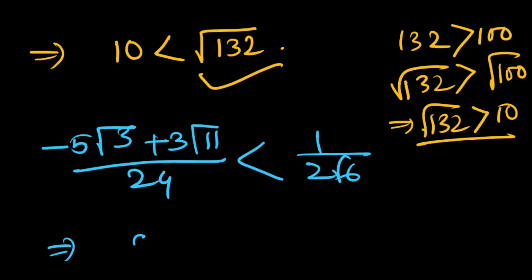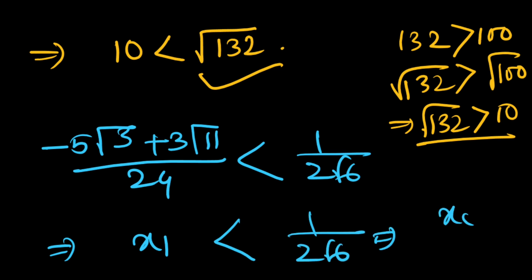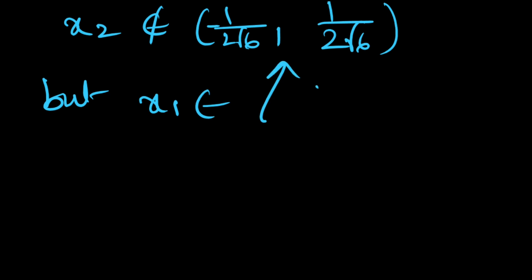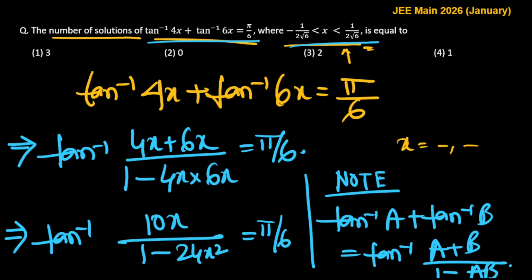That means x1 is less than 1/(2 root 6), therefore x1 lies between this interval, minus 1/(2 root 6) to 1/(2 root 6). So we got that x2 does not lie between minus 1/(2 root 6) to 1/(2 root 6), but x1 lies in this interval. So therefore this equation gives one solution, x1, so the number of solutions is 1, that is the 4th option is the correct answer.